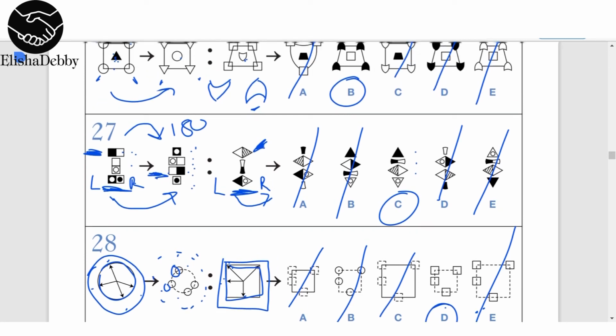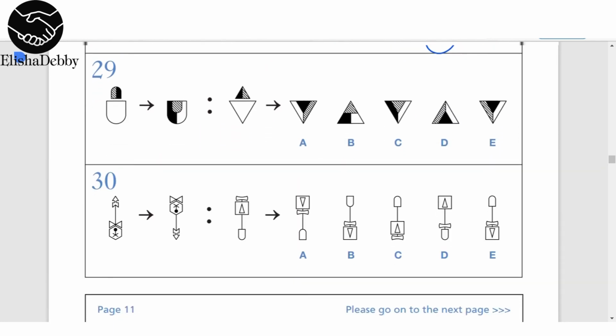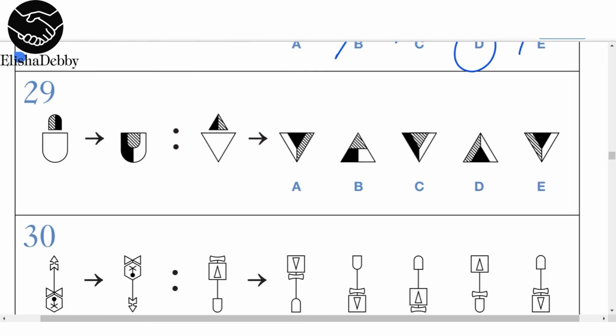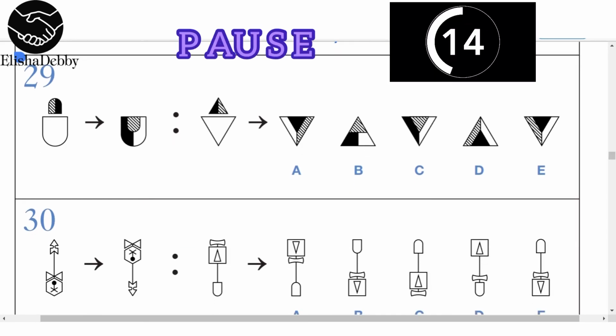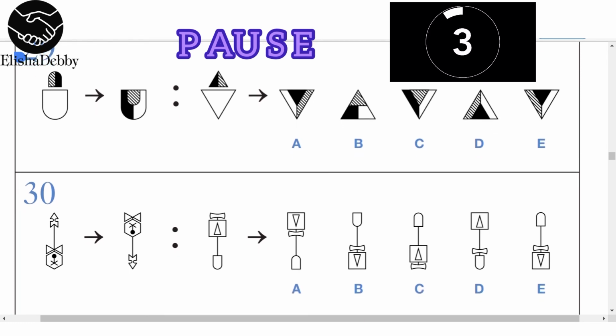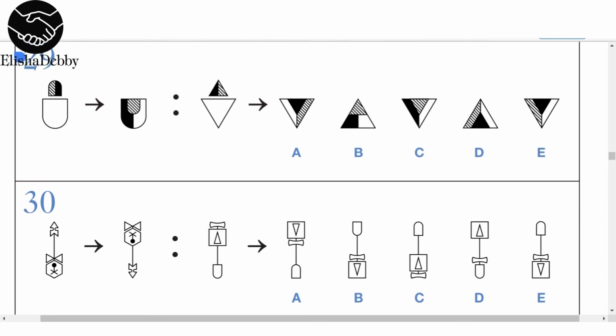So looking at these examples we've done, I want you to now do these 2 examples. Pause your video and do this exercise. To reveal the answer, the answer is E here, and number 30 is also E. Hope you got it right.